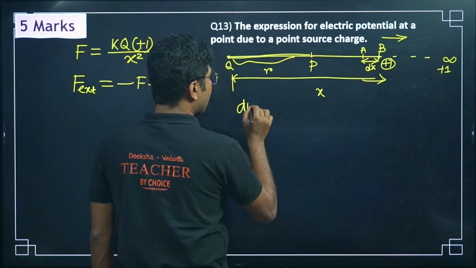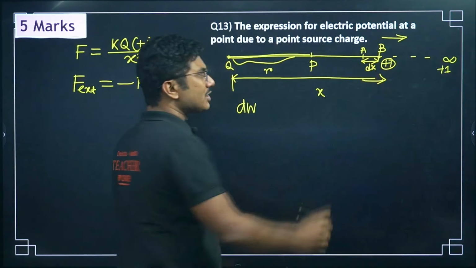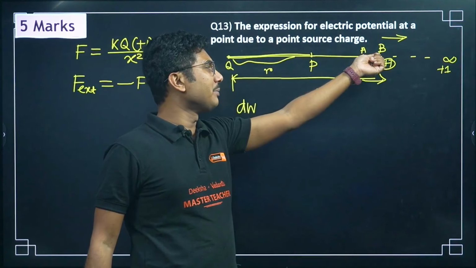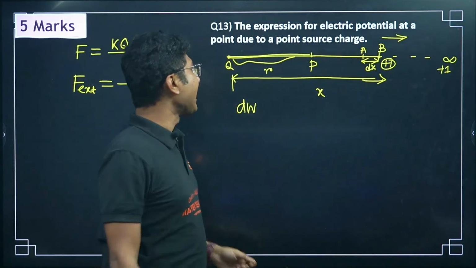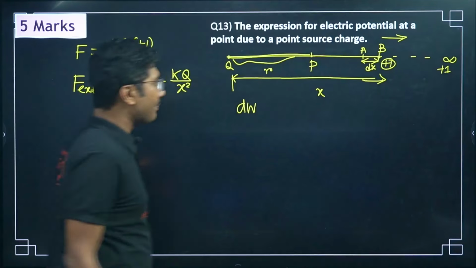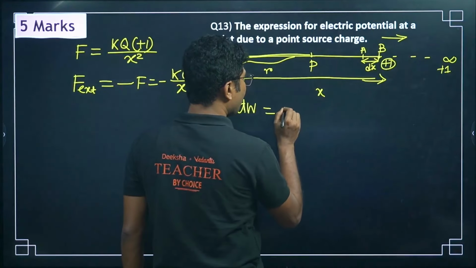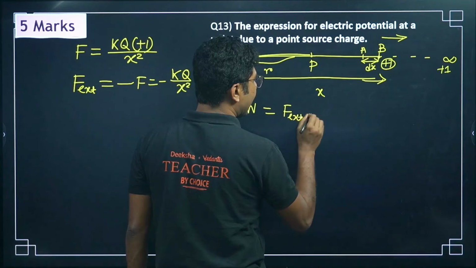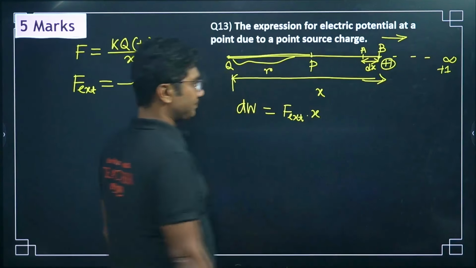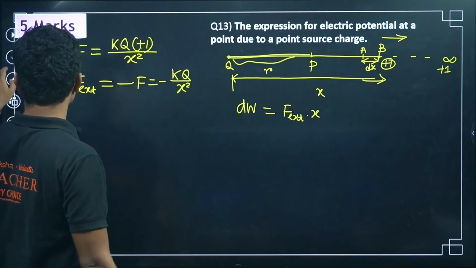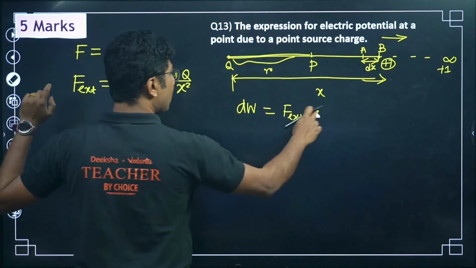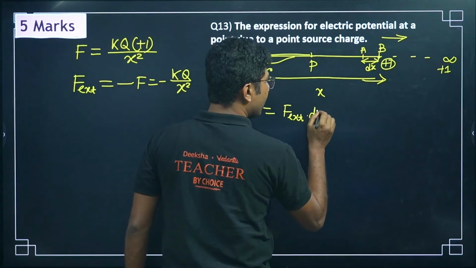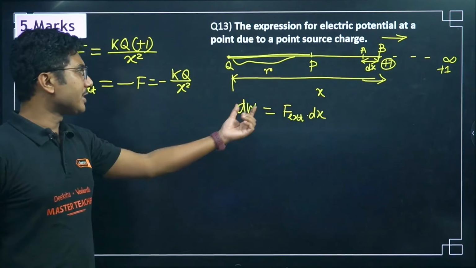The small work done to bring this charge by a small distance dx. Okay, now we are considering that this small charge is being brought from B to A by this external force that we are applying. And what is the work done? The formula for work done is very simple. If you remember it from your first PU again, it is F into X, that is force into displacement. In this case it is not F into X because the displacement is only dx, so it will be F into dx. Okay, so this is the small work done.